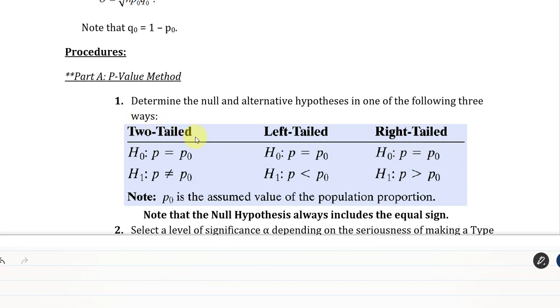And then for the two-tail case, we would say that p is different from p0. So this is a different side. Or the left tail, p is less than p0. Or the right tail, p is bigger than p0 for the alternative hypothesis. So if you look at the arrow, if it's pointing to the left, it is the left tail. If it's pointing to the right, it's the right tail. That's the way to remember. And again, the null hypothesis always includes the equal sign.